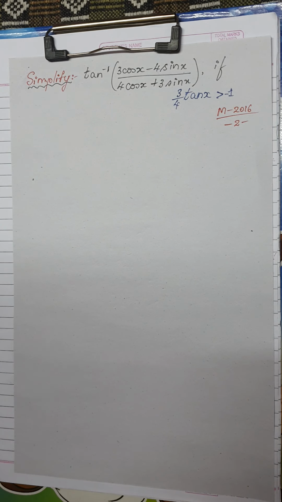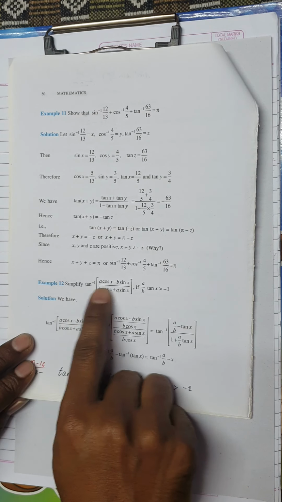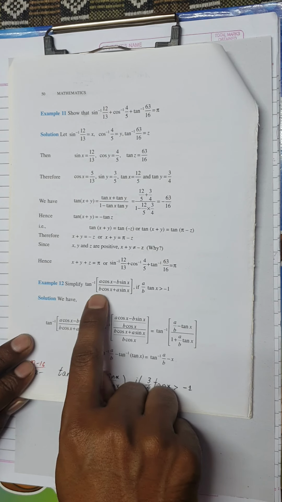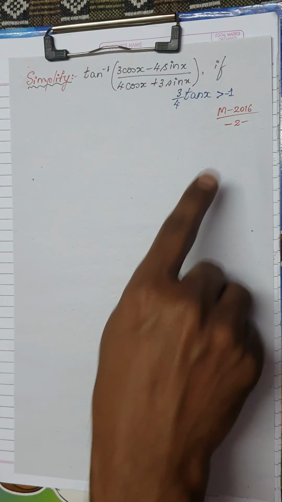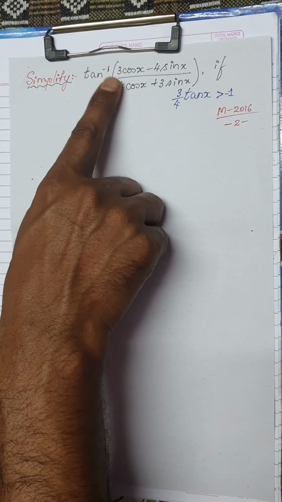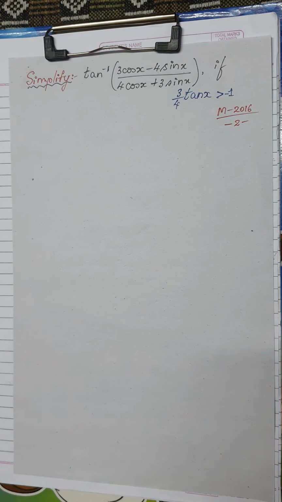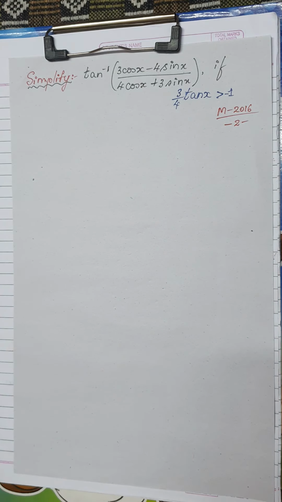Okay friends, so we are moving to the one last question of the session. There is one exercise in your worked example, like simplify tan inverse of a cos x minus b sin x by b cos x plus a sin x. This is a worked example, but in the year March 2016 he had asked a similar question just by substituting a and b for some constants. He had asked you this question similar to that question.